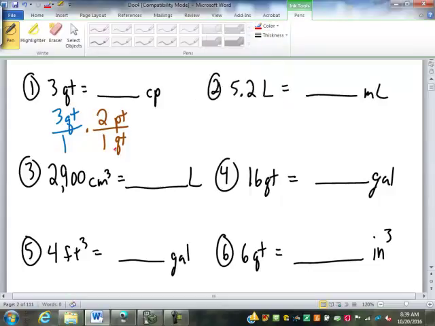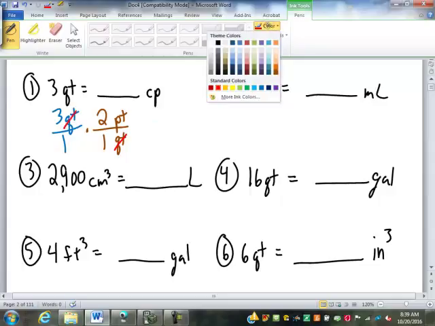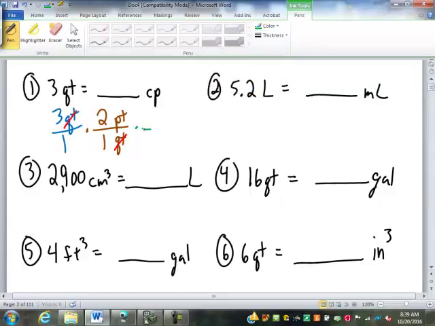So the quarts have now canceled out, but now we're in pints, but we need to get to cups. So I'm going to put pints on bottom because we want to get rid of them too. And then we can go into cups. 1 pint is 2 cups. So the pints cancel out. So this is just going to tell us 3 times 2 times 2 is 12 cups.